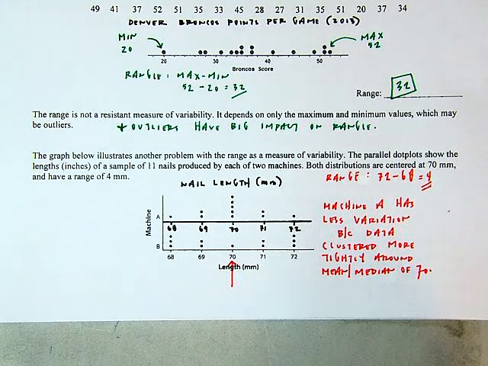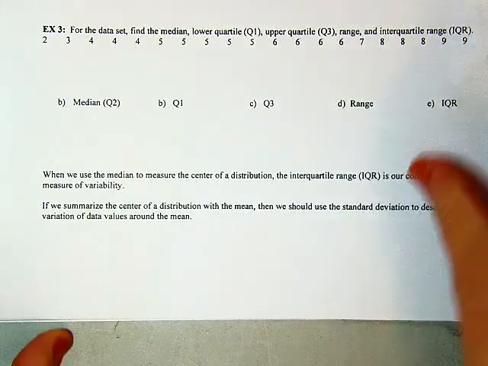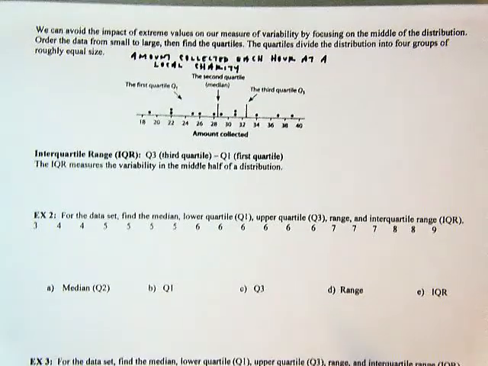All right, let me get to that second sheet next. All right, so the second sheet here, we're heading into the IQR, the interquartile range. So we can avoid the impact of extreme values, outliers, on our measure of variability by focusing on the middle of the distribution. So if we have our data organized from small to large, we can find our quartiles. So our quartiles divide the distribution into 4 groups of roughly equal size, right? It breaks it into quarters.